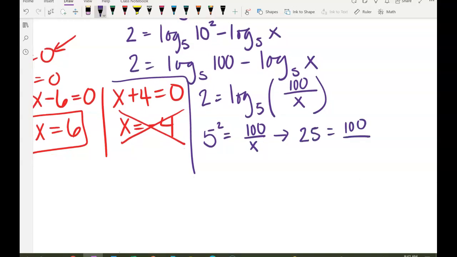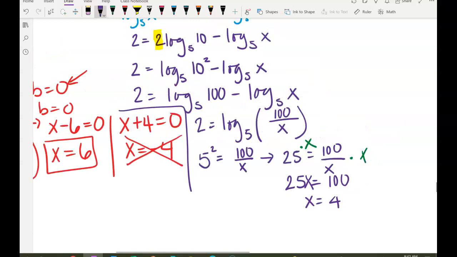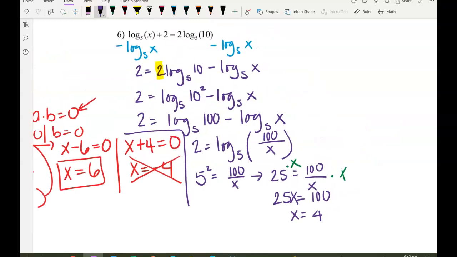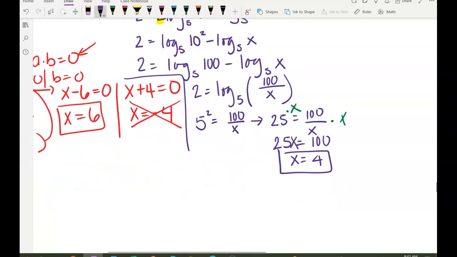What's your LCD? X. So multiply each and every term by x. So 25x equals 100. Divide both sides by 25, x is 4. Plug it in first before we box. Would it make any of a log negative? No. Okay, then box it.